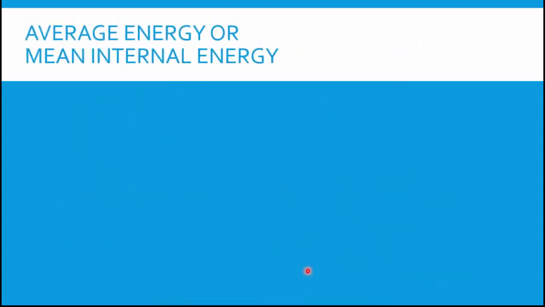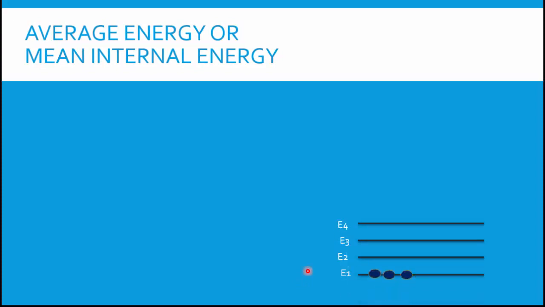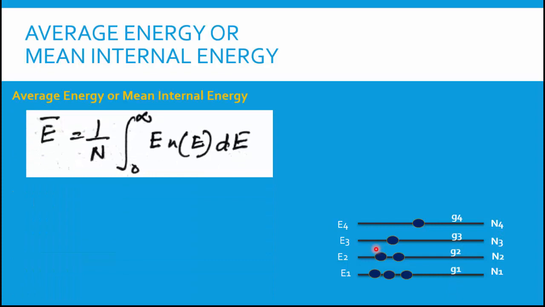Now we come to the mean internal energy or average energy. So before I start the derivation, basically what is our motto? Our motto is to find out the relation between average energy and the Fermi energy. So before I start the derivation, let me define average energy or mean internal energy. What is the definition? E bar, which is called the mean internal energy or average energy, is equal to 1 by capital N, where capital N stands for the total number of electrons, integral from 0 to infinity of E n(E) dE.